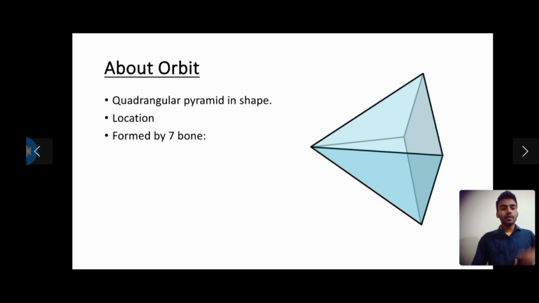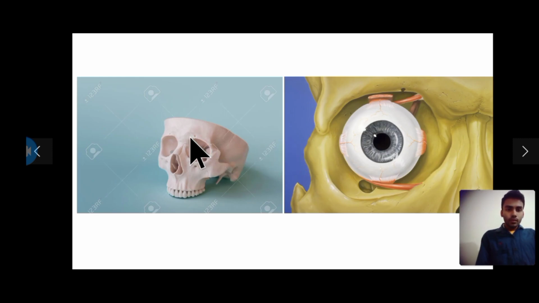So what are these seven bones? Look at this picture. Superiorly this is the frontal bone, and posterosuperiorly there is the lesser wing of the sphenoid bone. Inferiorly it is the maxillary bone, laterally it is the zygomatic bone, and posterolaterally here it is the greater wing of sphenoid bone, and medially here is the lacrimal bone, and posteriorly somewhat here is the ethmoid bone. Okay, so this is the basic understanding about the orbit.